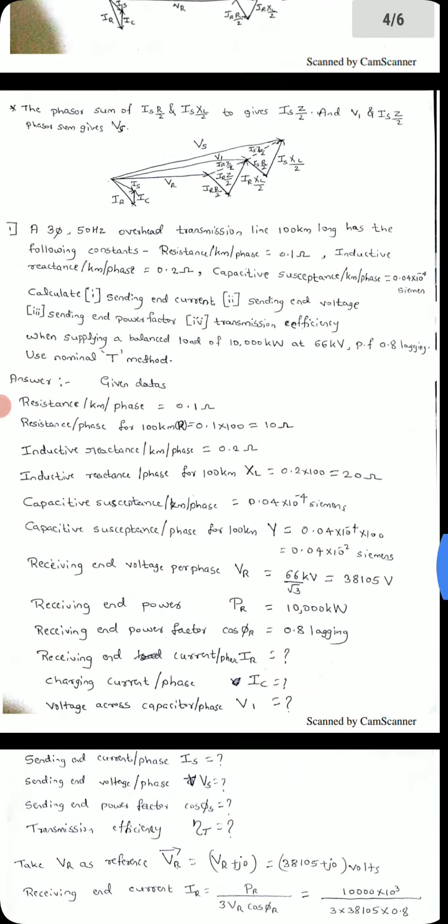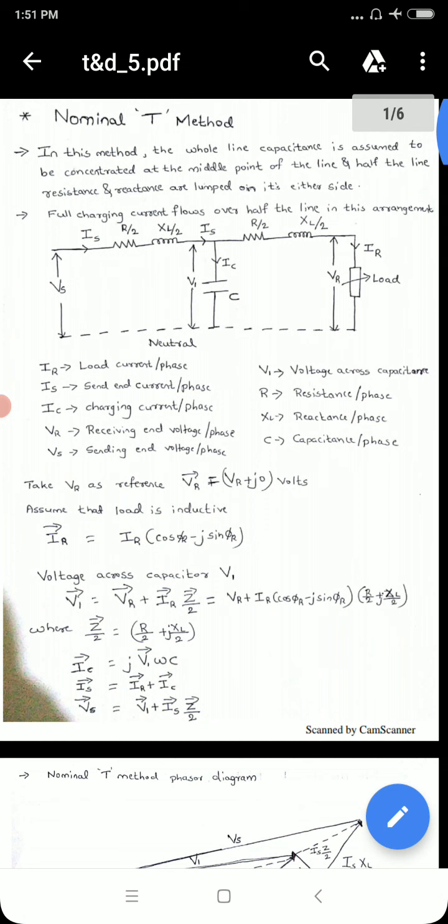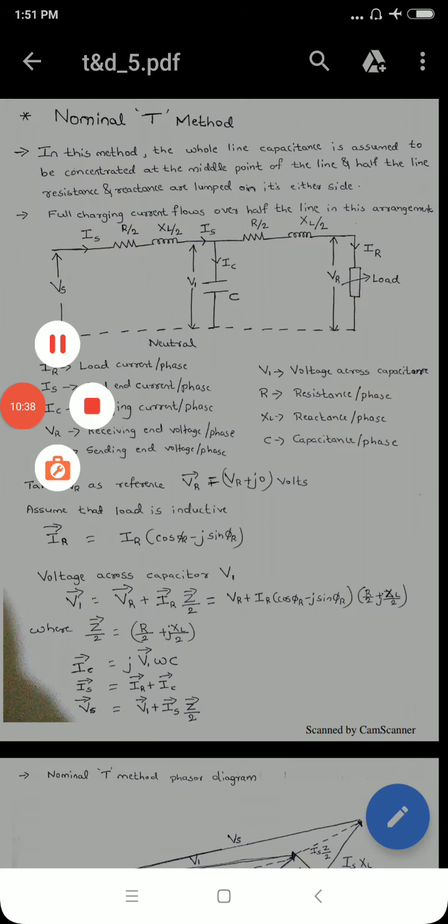So the remaining problems we will see in the next class. This is one of the methods, the nominal T in the medium transmission line, because the total capacitance is taken at the center point.